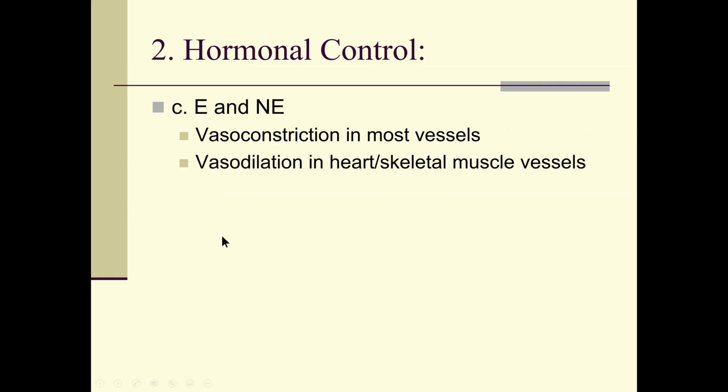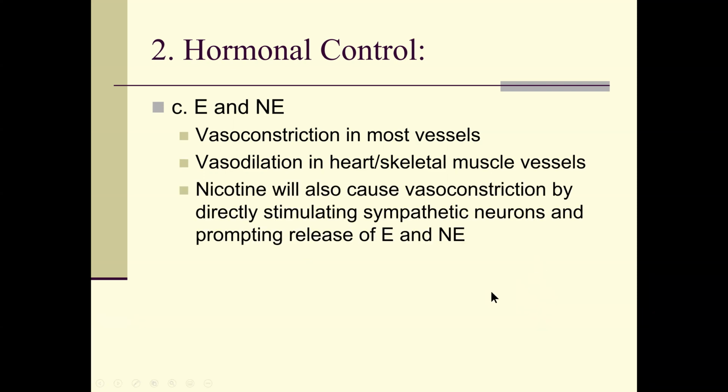One of the ways I try to do that is by thinking about being chased by a T-Rex and not being chased by a T-Rex. So epinephrine, norepinephrine, I don't know what they do, but I know when I get scared, my heart starts beating fast because I get a lot of epinephrine in my system. Epinephrine is going to cause, and I know I need blood to my heart and my skeletal muscles because they're going to help me run from the T-Rex. And I know I don't need blood to my kidneys or my GI system as much. Nicotine will also cause vasoconstriction by directly stimulating sympathetic neurons and promoting release of epinephrine and norepinephrine.